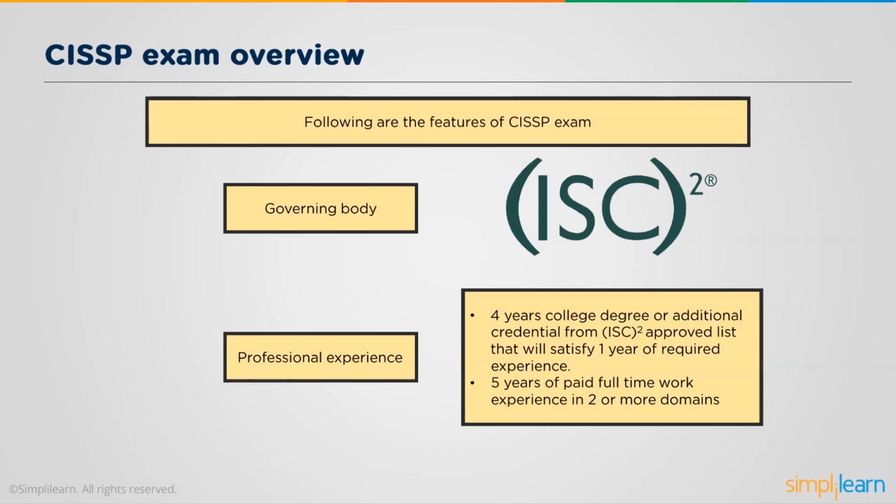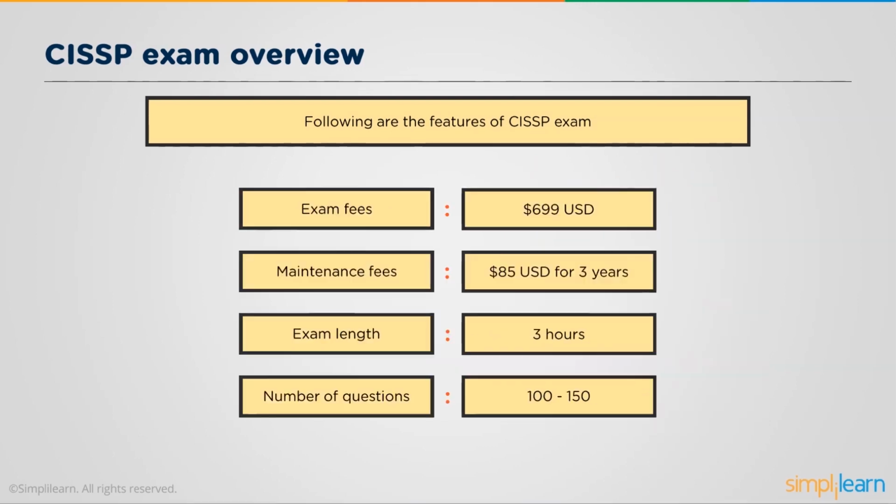If you don't have that experience, you become an associate of ISC Square, and then you get 6 years to attain that level of experience, after which you can get certified. The exam fee is $699, so it's an expensive exam. A single attempt for each voucher. So if you fail, that's another $700 for the second attempt.